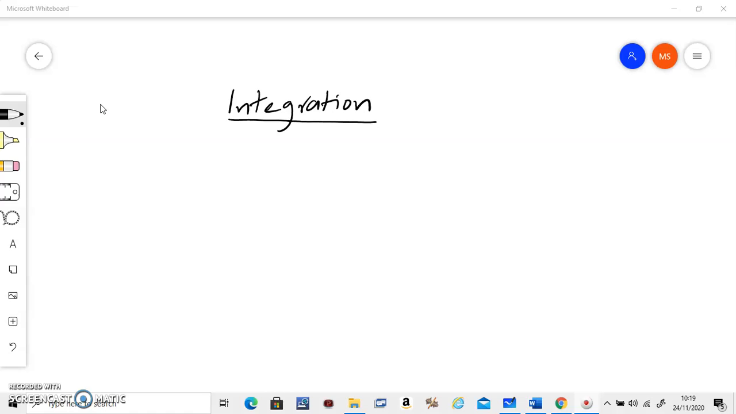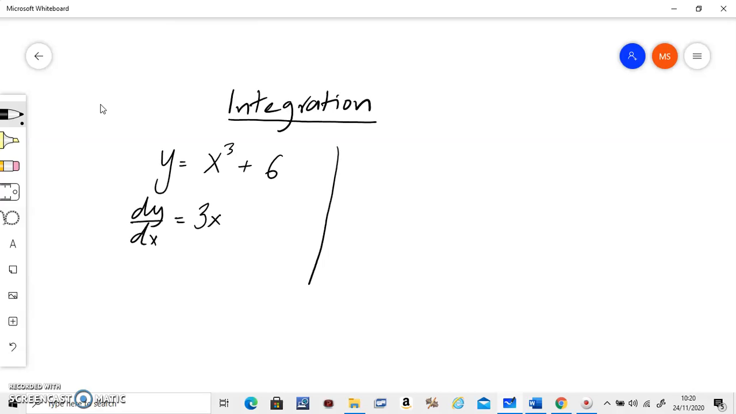Hello, in this video we'll learn an important topic of integration. Before we do that, let's just recall differentiation. For example, if I give you y equals, say, x cubed plus 6, and the question is to find dy by dx. The differentiation of x cubed using the power rule is 3x squared, and the differentiation of 6 is 0.